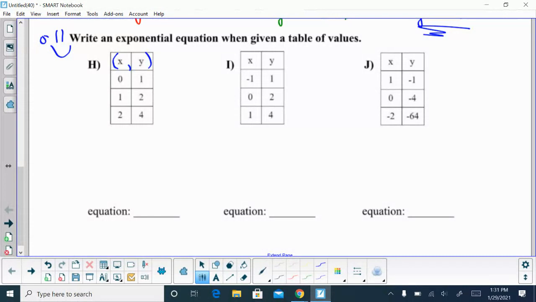So first thing, we're supposed to find that point where x equals 0. That's the first thing I noticed. Where is that point? X equals 0. So when x equals 0, y is 1.